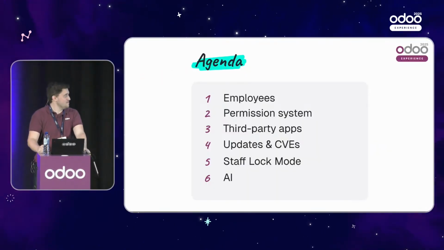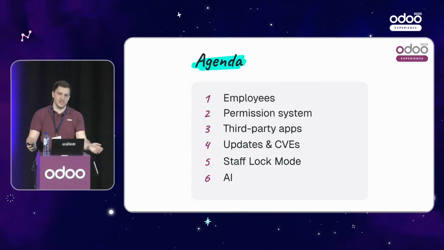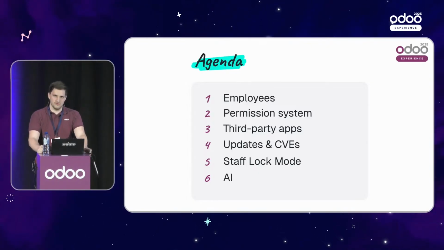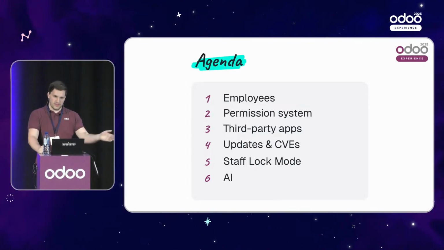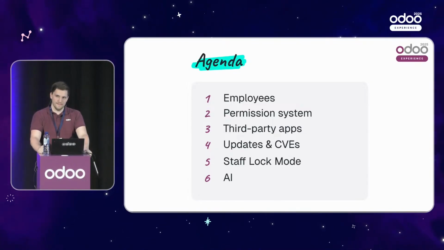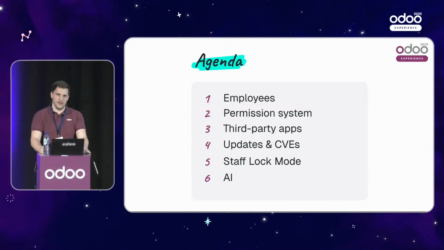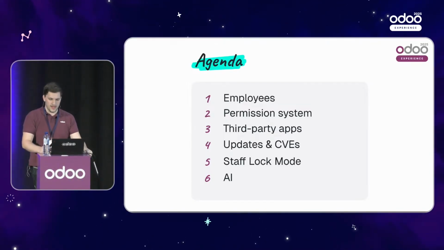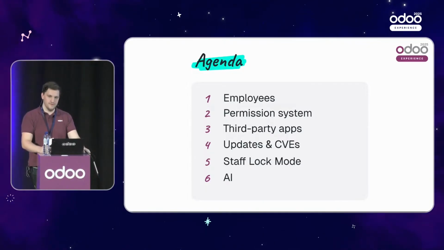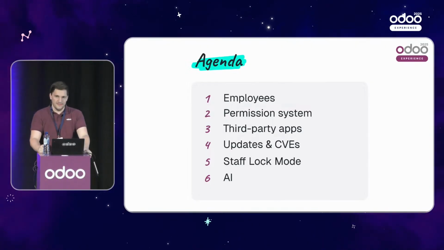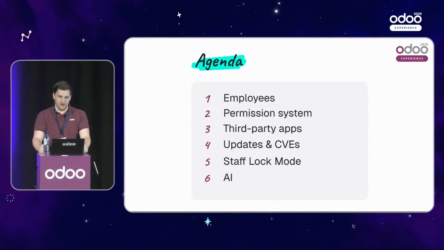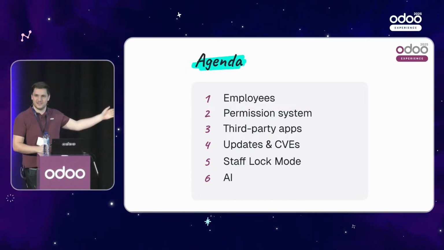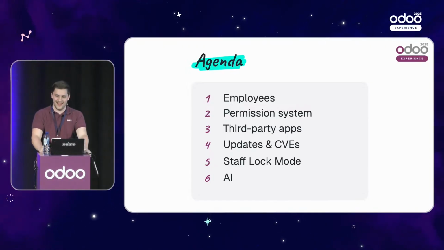On the agenda today, we're going to talk about the risks associated with employees and what we can do to mitigate these risks. With this, we can talk a little bit more about the permission system and how we're going to restrict employees even if something does happen. We're going to talk about the third-party applications within Odoo and the risks associated with that. Then we're going to give a little bit more information about how the updates work and the CVE system. Then very quickly we're going to go over the staff lock modes, and finally, because it's Odoo 19, we're also going to be talking about the AI.